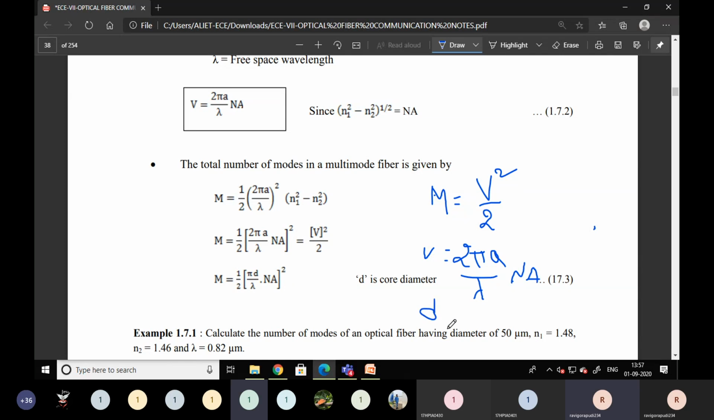D here is given, but we don't know A. D is equal to 2A, equal to 50. Then from that we will get A. A is equal to what? 25. Clear? A is 25. We know A. And how will we get NA?